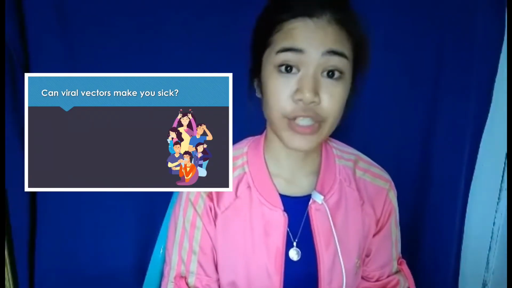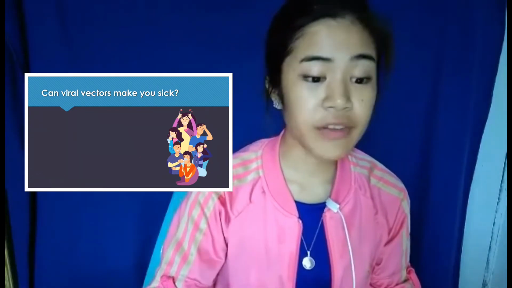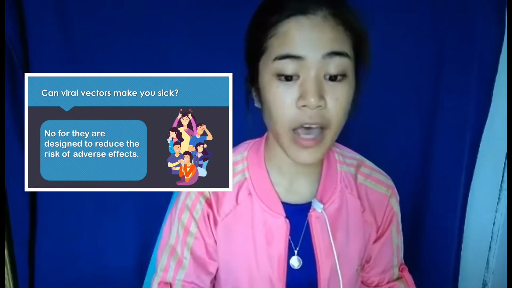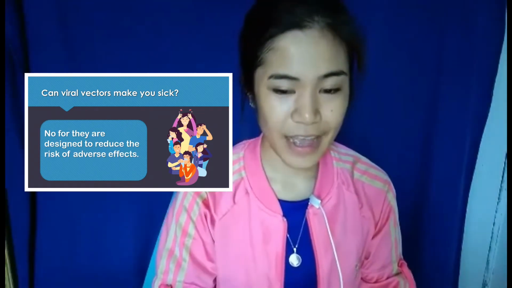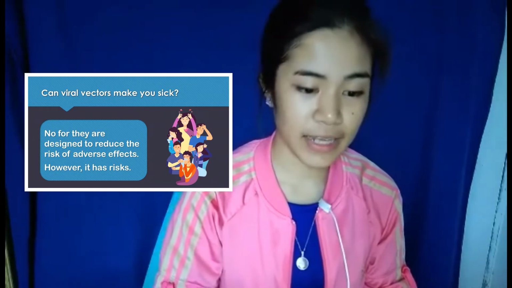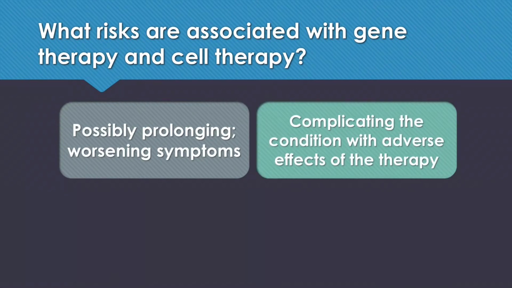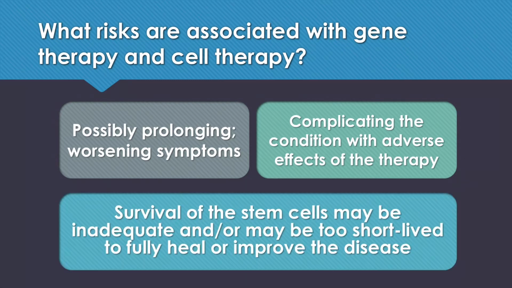Can viral vectors make you sick? Viral vectors and oncolytic viruses are designed to reduce the risk of adverse effects. However, every medicine has risks. Possible risks are possibly prolonging or worsening symptoms, complicating the condition with adverse effects of the therapy, the expression of the genetic material, or the survival of the stem cells may be inadequate and/or may be too short-lived to fully heal or improve the disease.